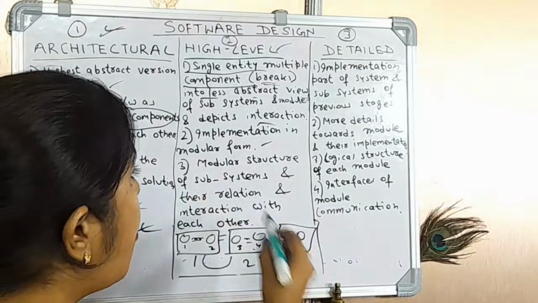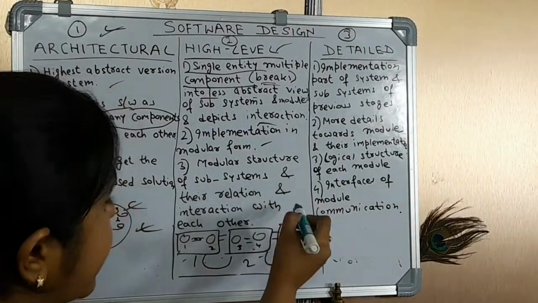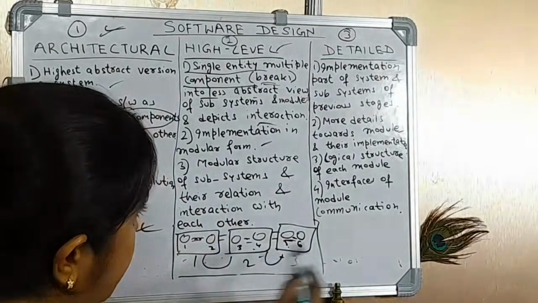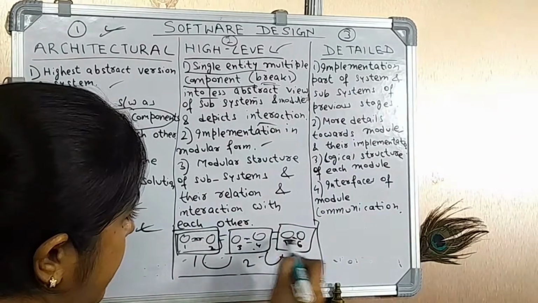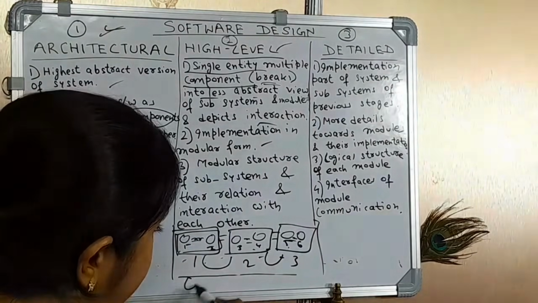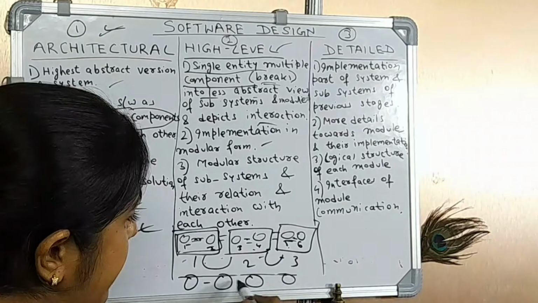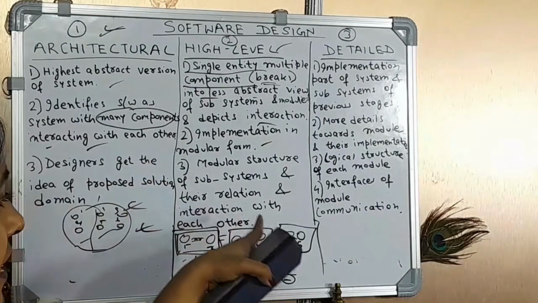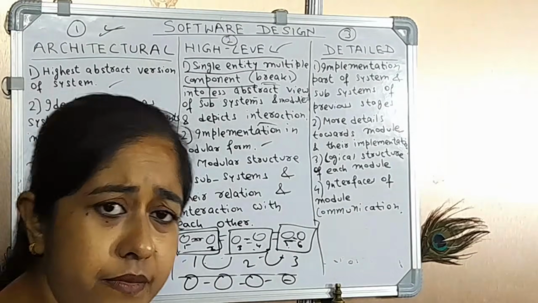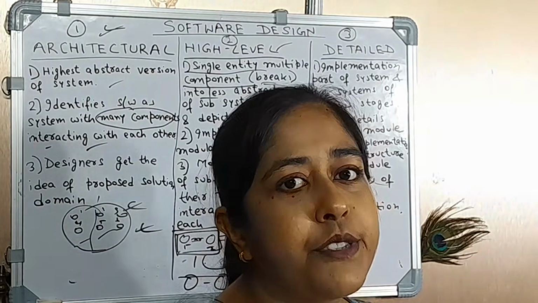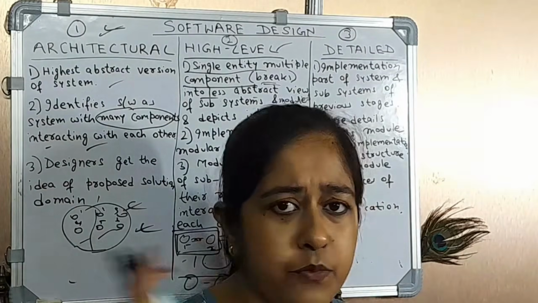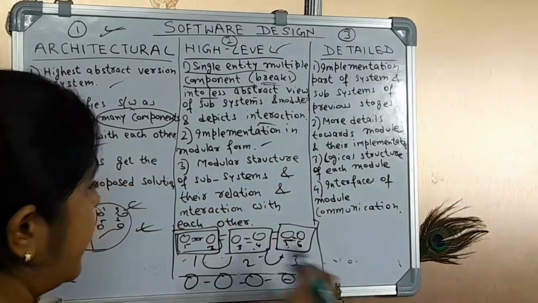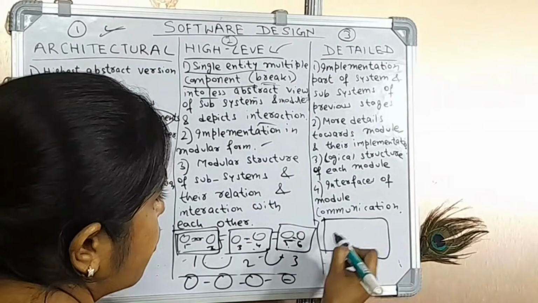Now the third one is the modular structure of subsystems and their interaction with each other. This is my modular structure, the breaking of the whole system into subsystems and modules. Now when these modules interact with each other, that relation and interaction is seen here. This is the modular structure of your subsystem. The whole system is broken into subsystems, and in a particular subsystem you have not only two modules, you have so many modules.